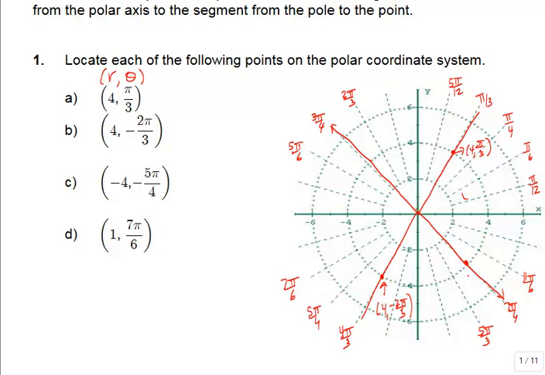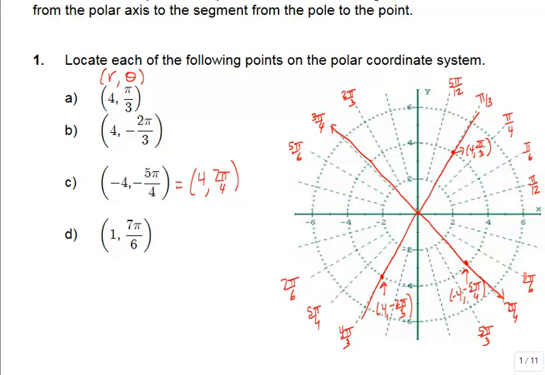So this turns out to be the point (-4, -5π/4). You could also think of it as being the same as positive 4, but along the angle 7π/4. So there's a multitude of points that correspond to the same polar coordinate.